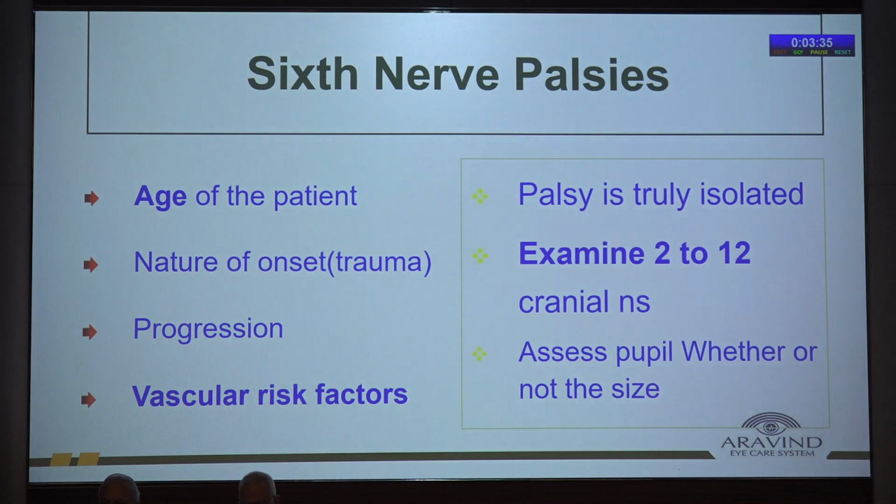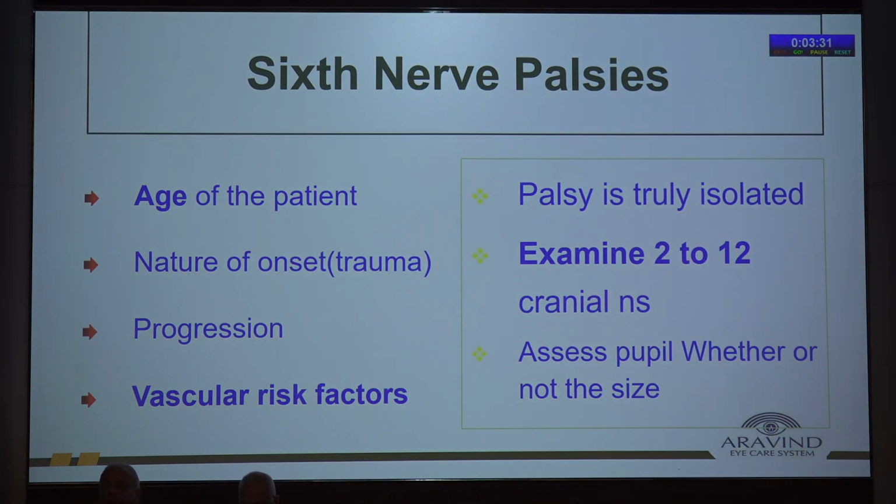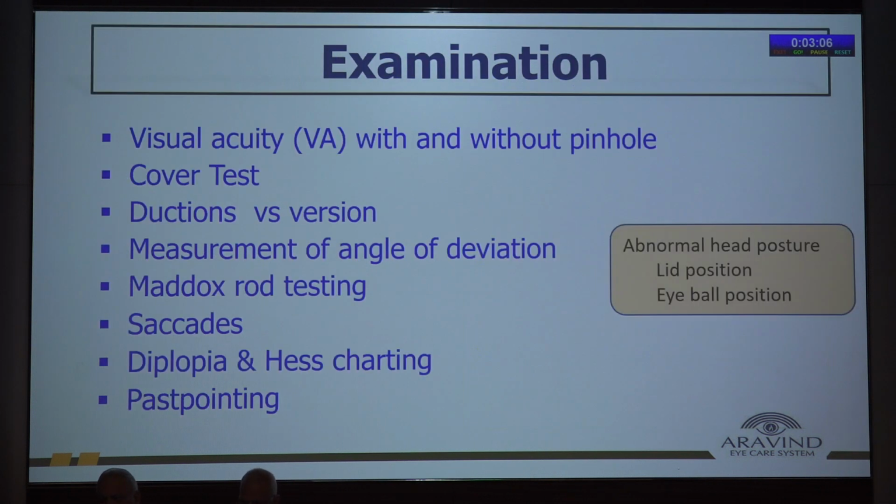So whenever you have a sixth nerve palsy, note the age of the patient, the nature of onset, progression, vascular factors, and the next important point is you have to know whether the palsy is isolated or non-isolated. It is mandatory to examine the 2nd to 12th cranial nerves. Last but not the least, the pupil also holds an important significance in sixth nerve examination, because Horner syndrome can be associated with lesions of the sixth nerve.